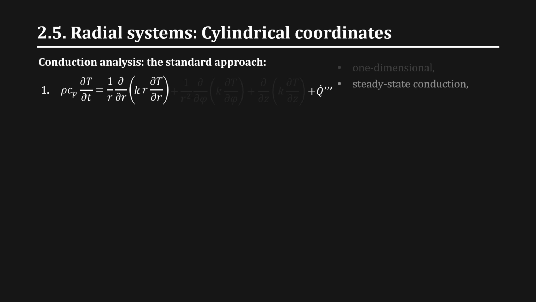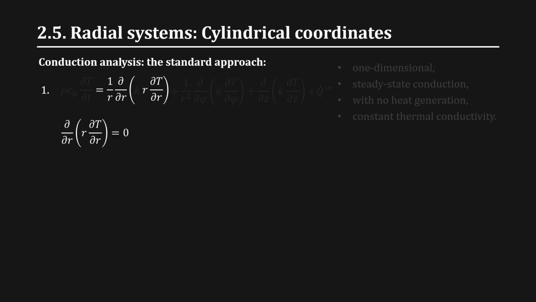So for one-dimensional steady-state conduction with no heat generation at constant thermal conductivity, the conduction heat equation becomes d/dr of the product of r and dT/dr equals 0. Integrating twice with respect to r, we get T at a given radial position equals C1 times the natural logarithm of r plus C2, and this equation is the general solution.